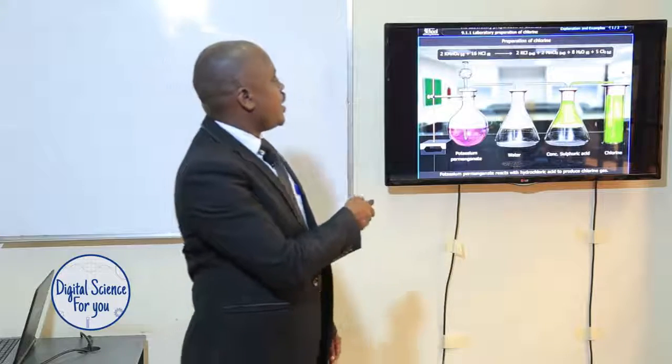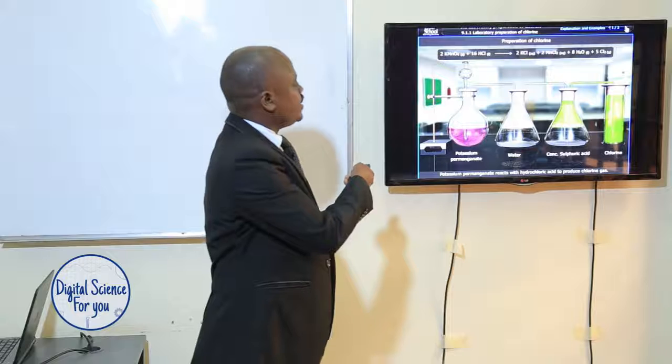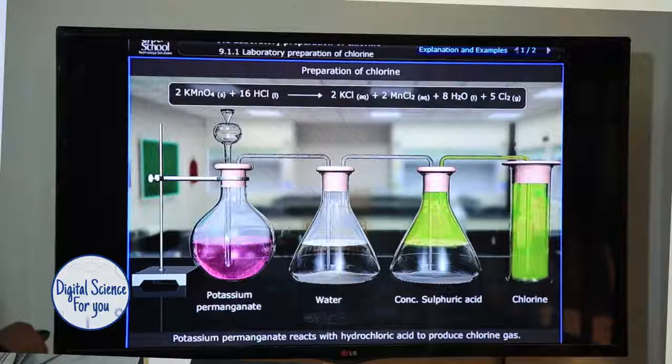A point of emphasis: when we are arranging this apparatus, we make sure that the thistle funnel is in touch with the acid, and in the water, the delivery tube must be dipped in the water so that when the gas is coming out, all the hydrogen chloride is removed. Then the same thing, the delivery tube must be dipped in concentrated sulfuric acid so that the gas is dried.